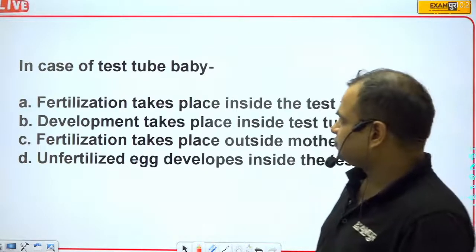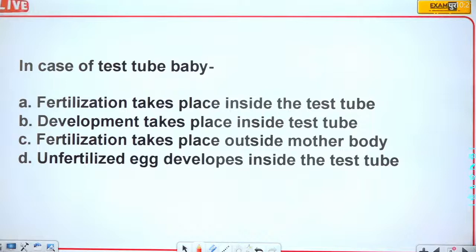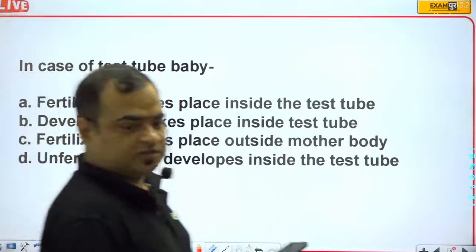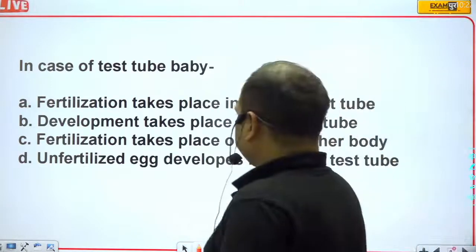Now in case of test tube baby, please tell me which one is the correct answer.